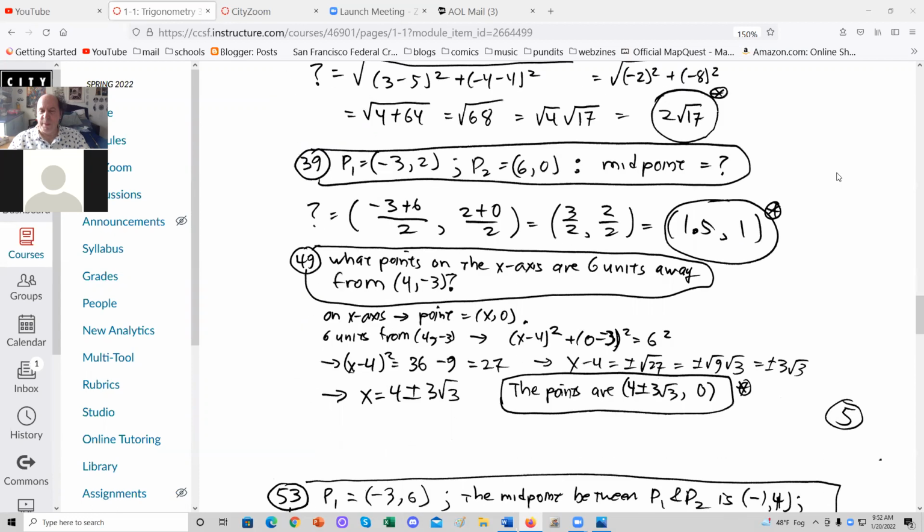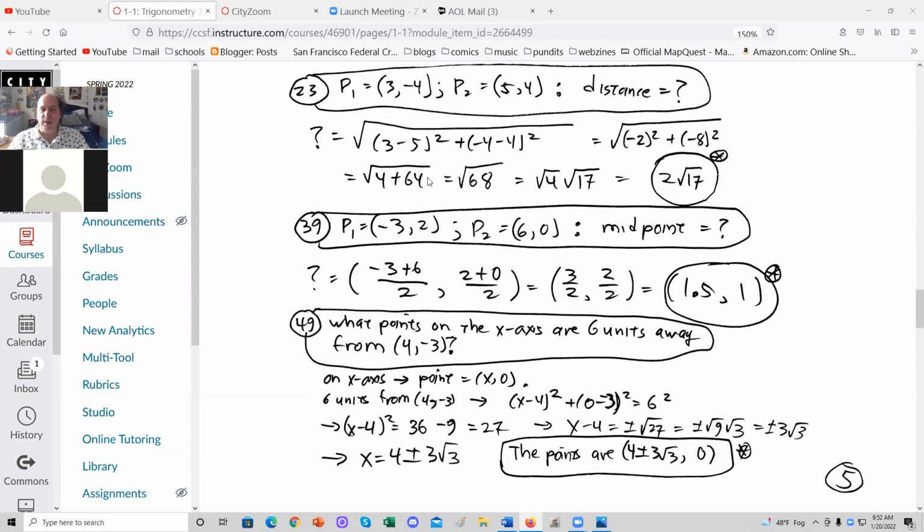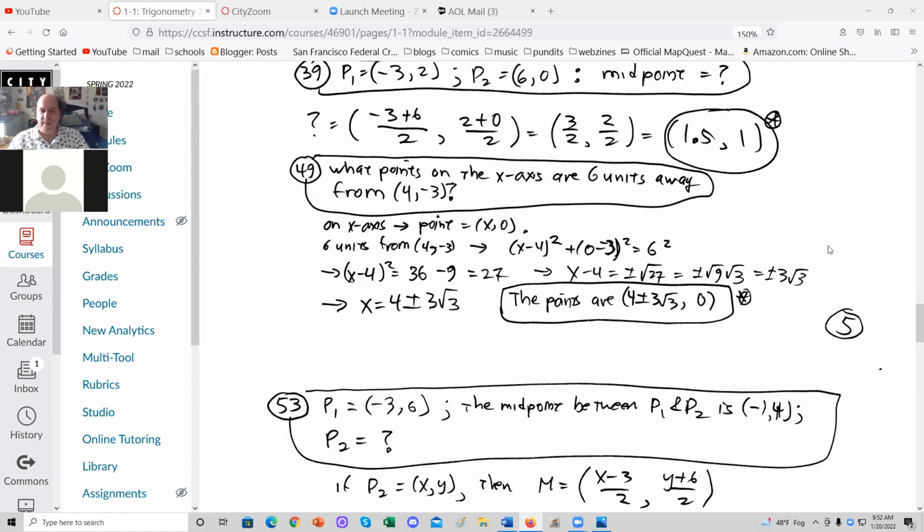Here we have two points, -3 by 2 and 6 by 0. What's the midpoint? Well, the x coordinate is -3 plus 6 over 2. The y coordinate is 2 plus 0 over 2. This will be 3 halves, this will be 2 halves. Or in other words, 1.5 by 1 is the midpoint between these points.